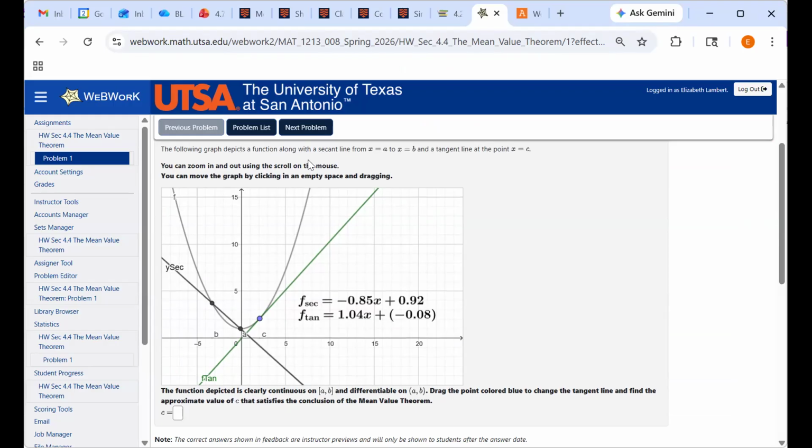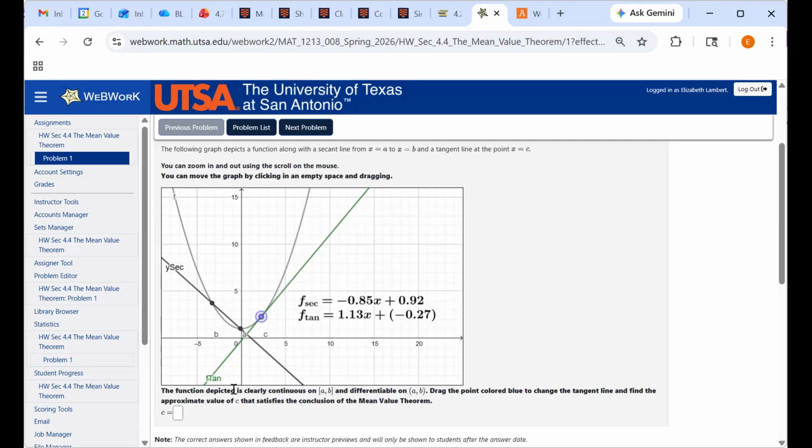So we've got a graph, and we've got a secant line drawn between 2 points. And they give us the formula for the secant line here: negative 0.85x plus 0.92. And then there is a point here, and when I drag it around, that is calculating the equation of the tangent line at that particular point.